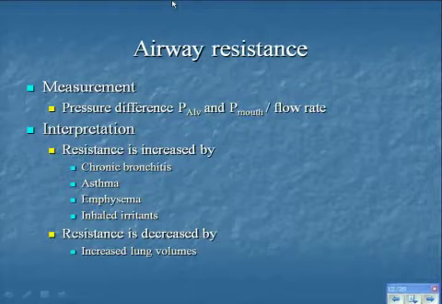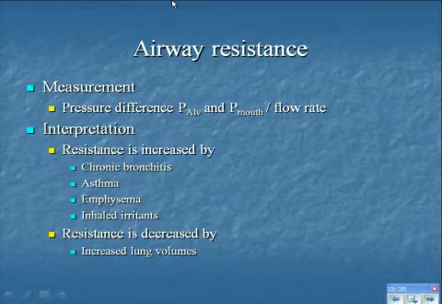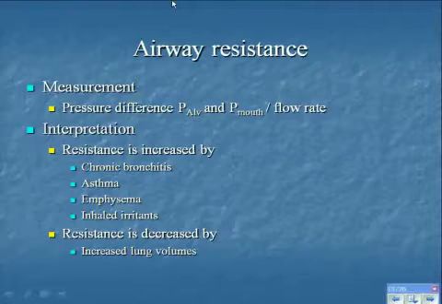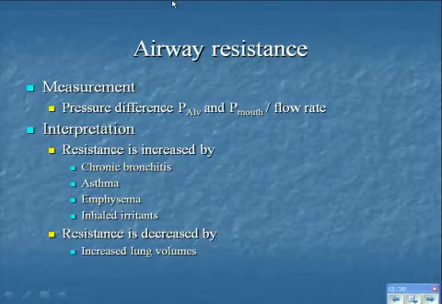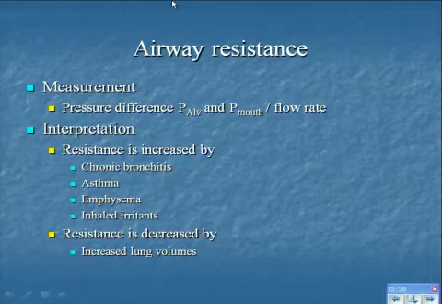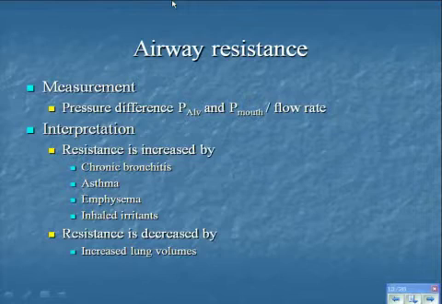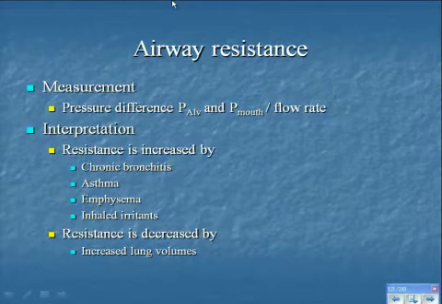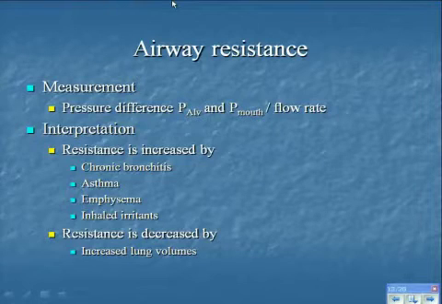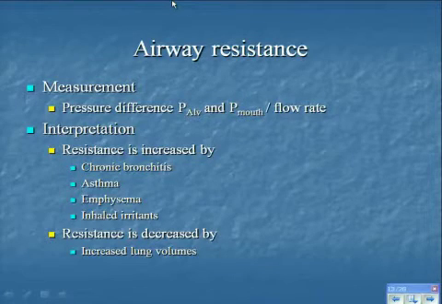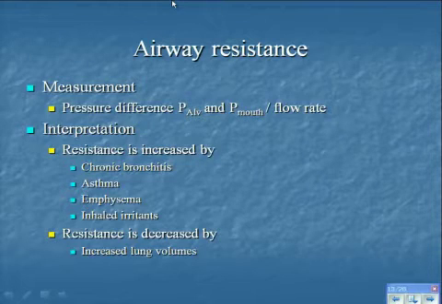Now, next way of measurement is airway resistance. Okay, it's a difference between alveolar to mouth over the flow rate. Okay, the interpretation is basically by looking at resistance. As you can see, increased resistance from chronic bronchitis, asthma, emphysema, and inhalational irritants. Anything that basically affects the bronchioles, anything that constricts them down, makes them smaller, will increase resistance. Resistance, on the other hand, is normally decreased by increasing your lung volumes. So at certain points, when you get hyperinflation in the lung, you will get a decrease in resistance.